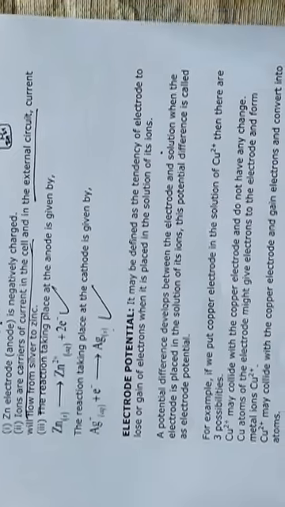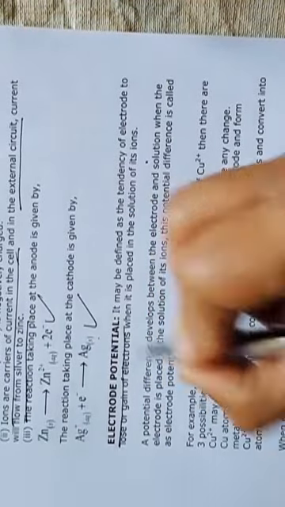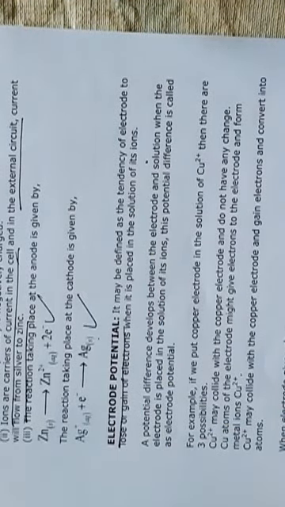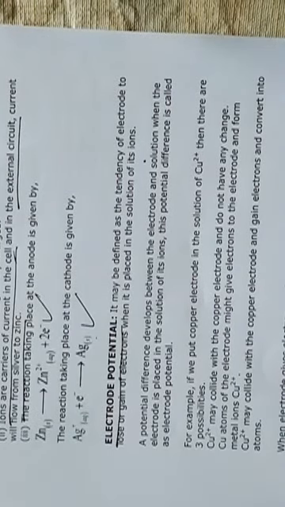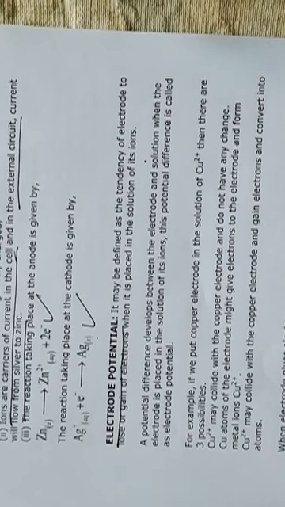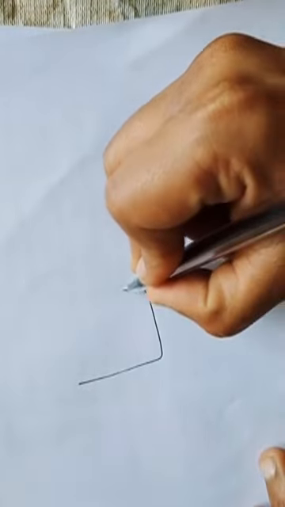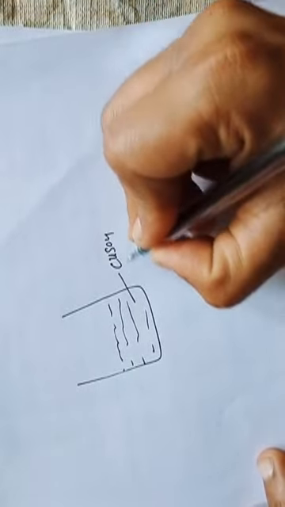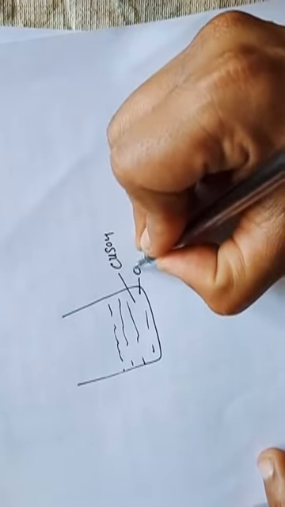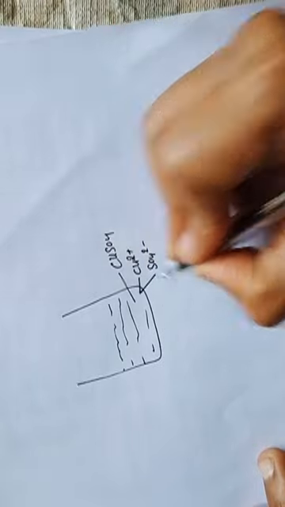Good morning, students. Today we will discuss electrode potential. Electrode potential means the tendency of any electrode to lose or gain electrons when it is placed in the solution of its salt. For example, in a beaker, the salt copper sulfate is dissolved. Now copper sulfate will break into Cu2+ and SO4 2-, copper ion and sulfate ion.